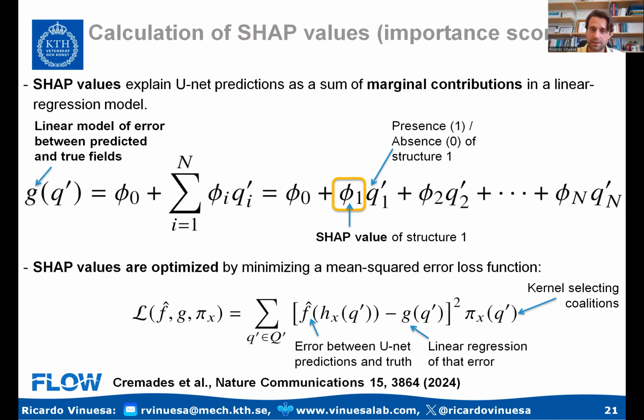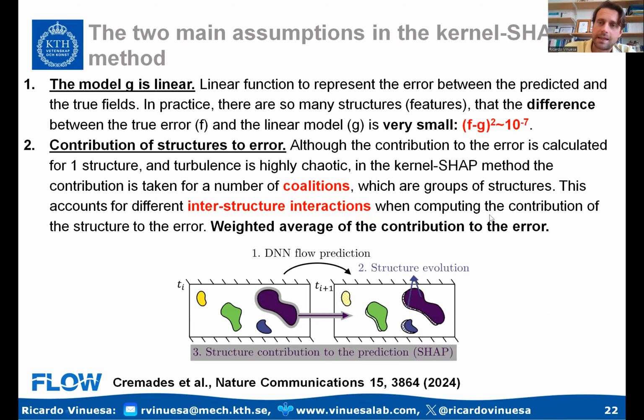These SHAP values are calculated through a least-squares minimization, right? So we just want to minimize the difference between the true error F and the linear model of the error G. And when that difference is minimized, then we can actually obtain the SHAP values, essentially. Now, there are two assumptions here, right? The first one is that we're using a linear model for the error. The question is, is that a fair assessment in a nonlinear chaotic flow?